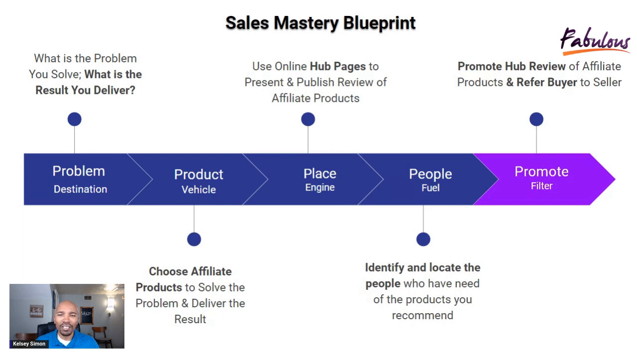Okay, so these are the 5 P's that are going to help you to master sales and convert all of the traffic that you're sending to your affiliate hub into buyers. So in review, the 5 P's here, what we're looking at is problem, products to solve the problem, a place to present the products, people to visit your place and learn about the products, and then promotion of the benefits of the products that you are offering and presenting at your place.